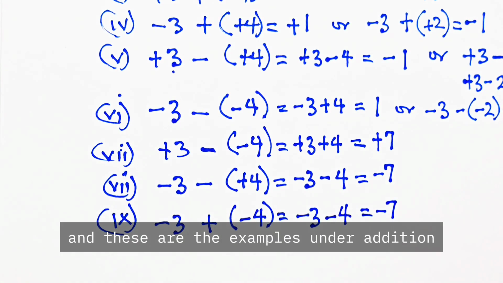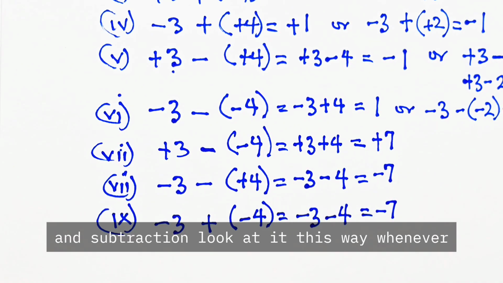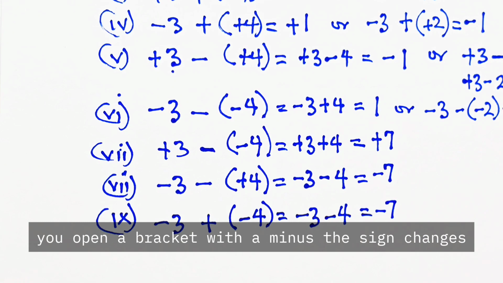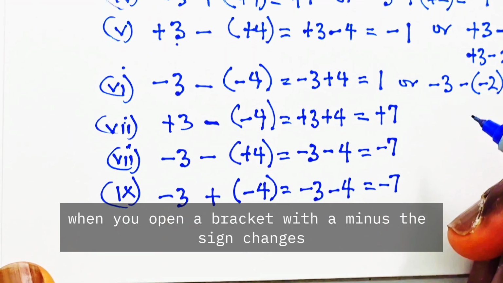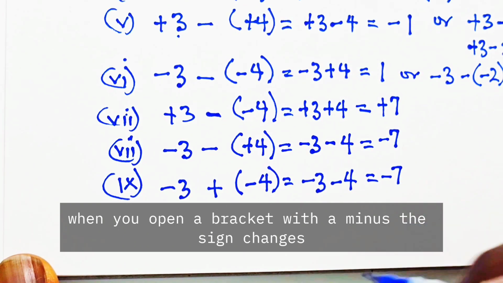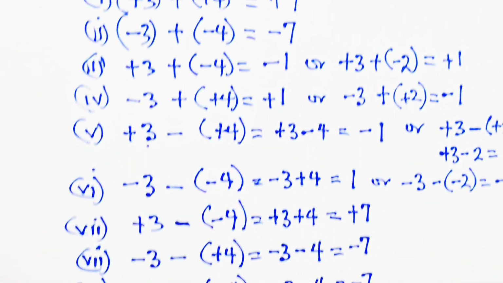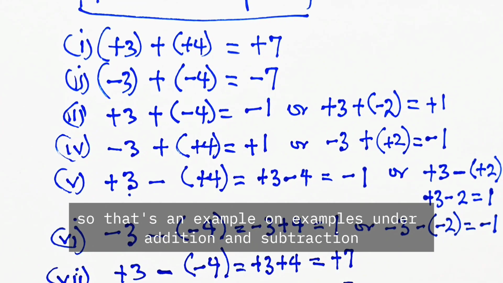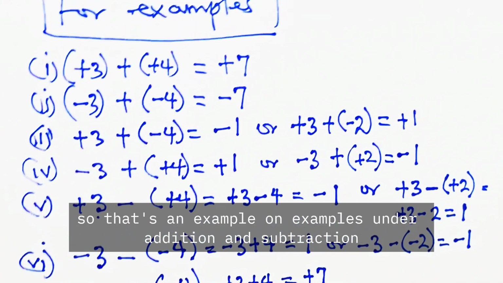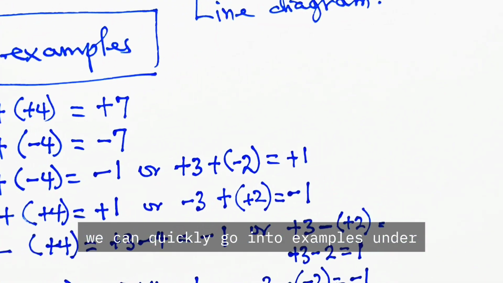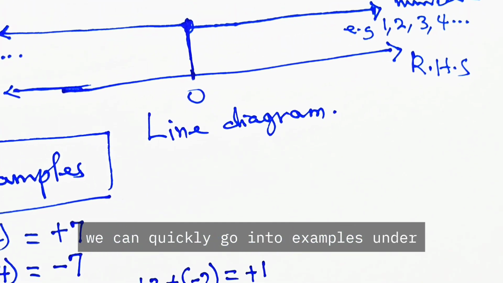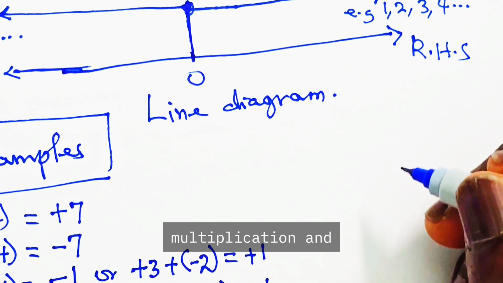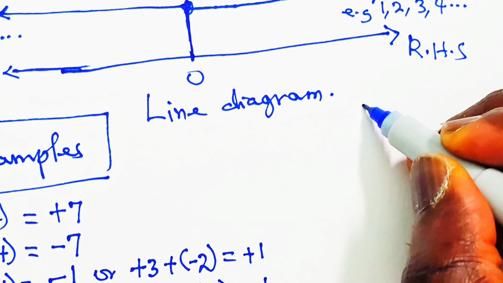And these are the examples under addition and subtraction. Look at it this way: whenever you open a bracket with a minus, the sign changes. So that's examples under addition and subtraction. We can quickly go into examples under multiplication and division.